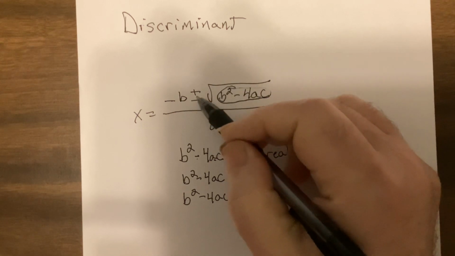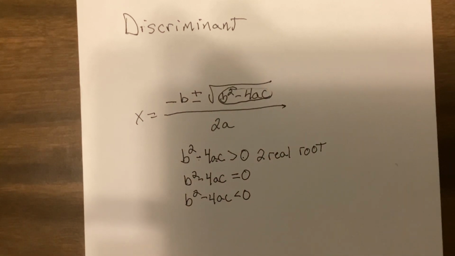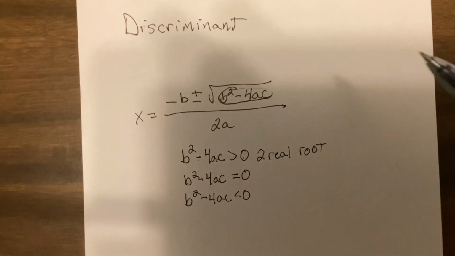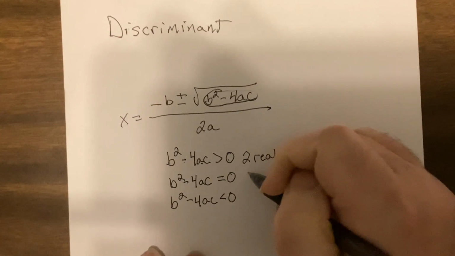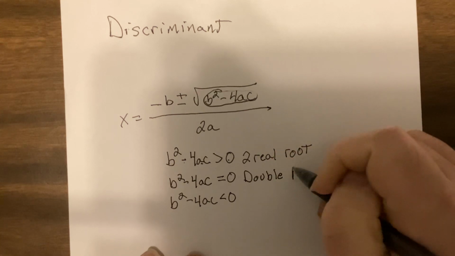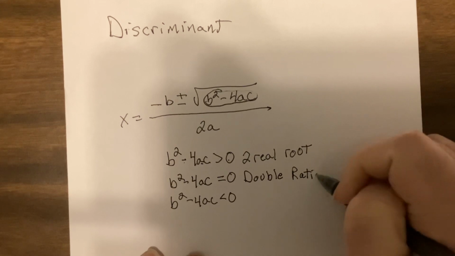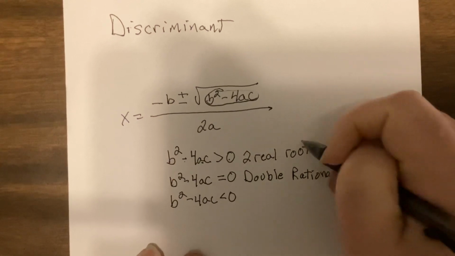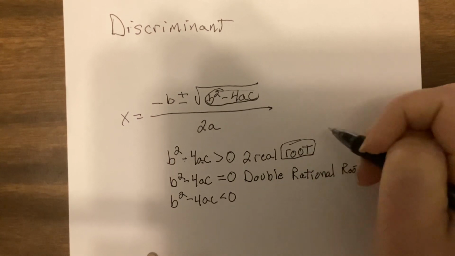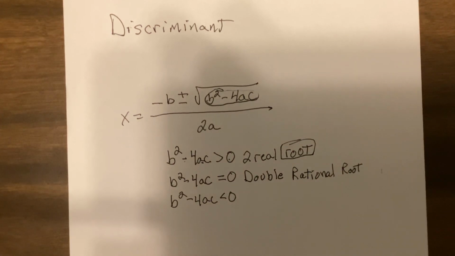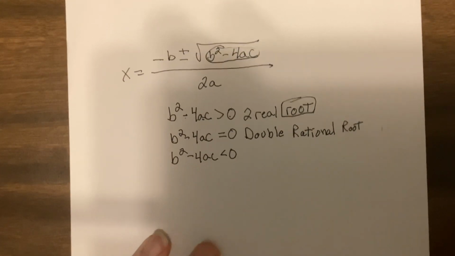If it is 0, the square root of 0 is 0, so this drops out. Plus or minus would also drop out because adding or subtracting 0 has no effect. So you'd have negative b over 2a, which is a fraction, and it happens to be the same answer twice, so it's a double rational root. Now remember, root is just the same as the word answer, or you could use the word zero. They like using those 3 words to represent the word answer for solving an equation.